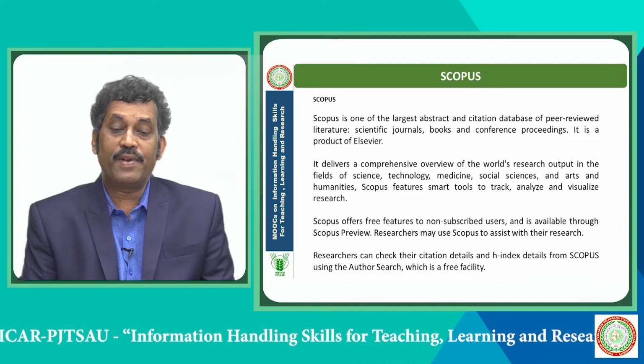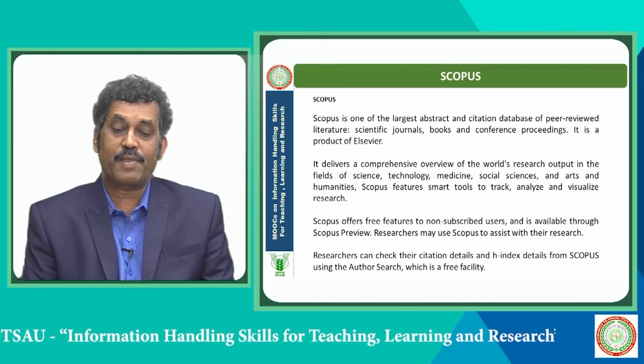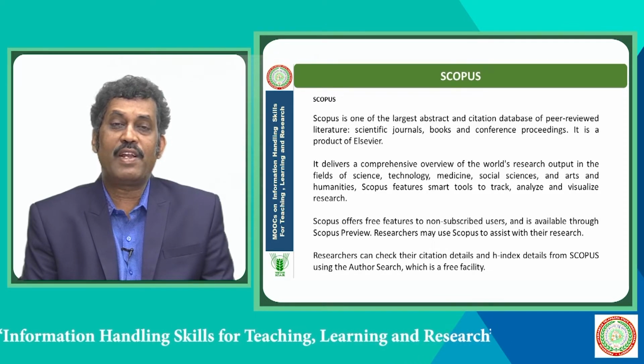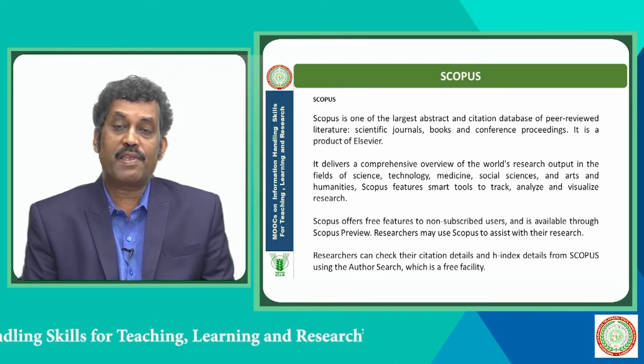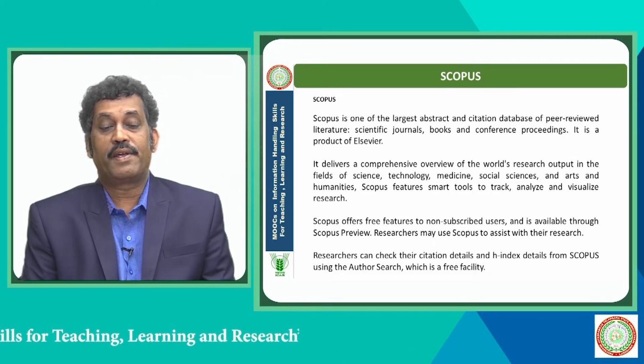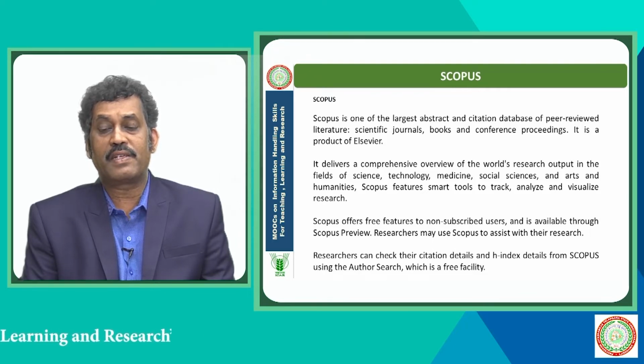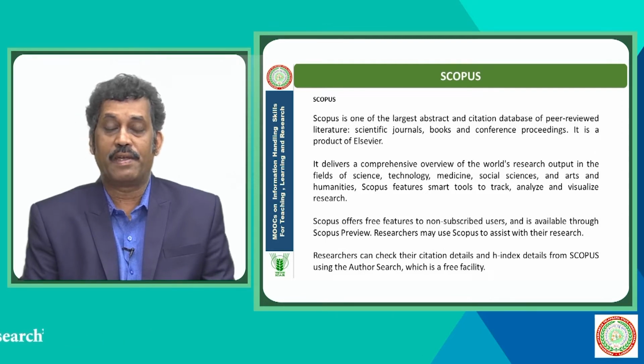Scopus features smart tools to track, analyze and visualize research. Scopus offers free features to non-subscribed users and is available through Scopus Preview. Researchers may use Scopus to assist with their research. Researchers and faculty can check their citation details and H-index details from Scopus using the author search, which is a free facility. I would like to show you an online demo.